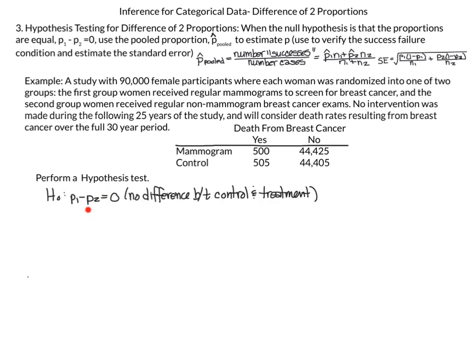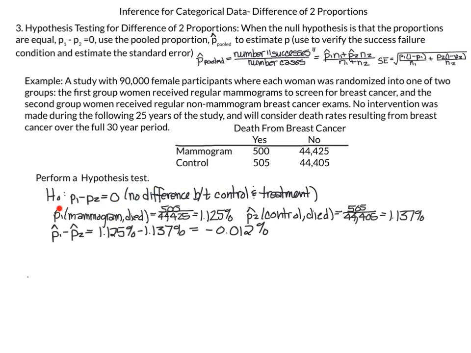So our null hypothesis is that there's going to be no difference. Remember, before we start introducing new kinds of treatments, we want to be skeptical. So we generally assume that any new treatment isn't going to produce any better effects than our current techniques. So we always assume P1 minus P2 is equal to 0. No difference between the treatment and control group.